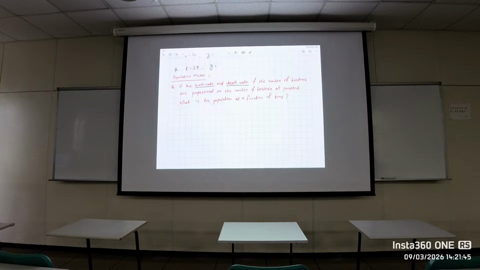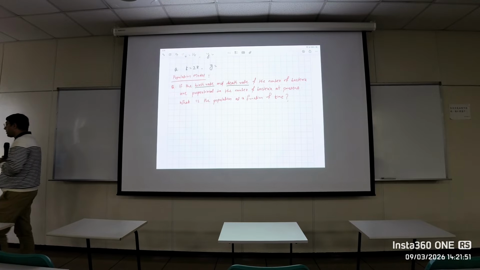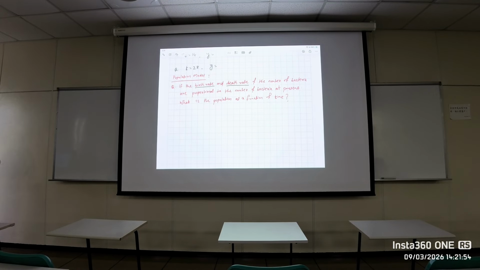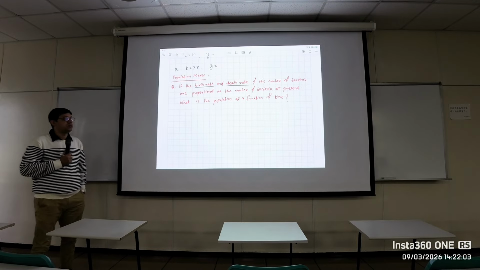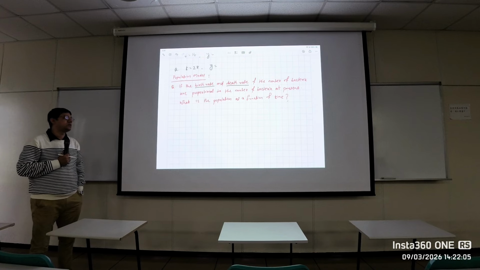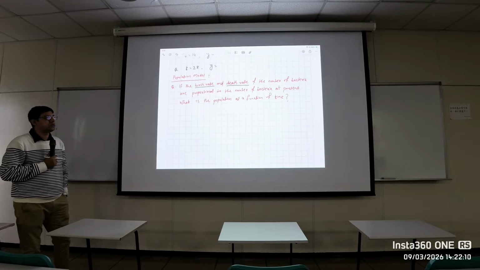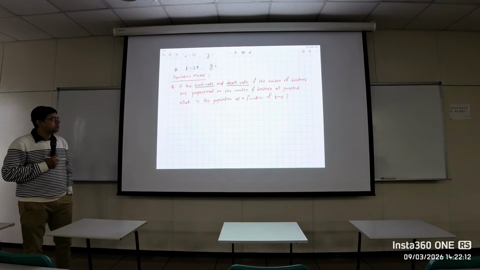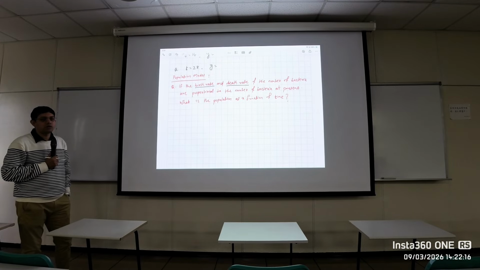Okay, so let's continue. So the population model problem is that if the birth rate and the death rate of the number of bacteria are proportional to the number of bacteria at present, what is the population as a function of time?